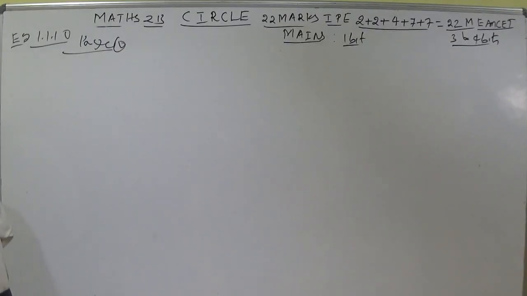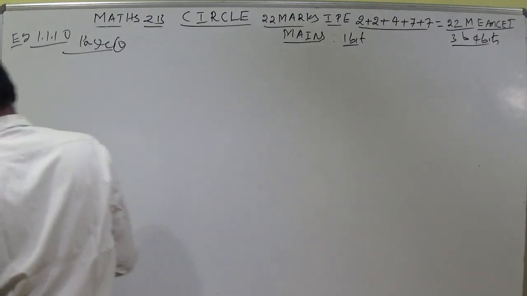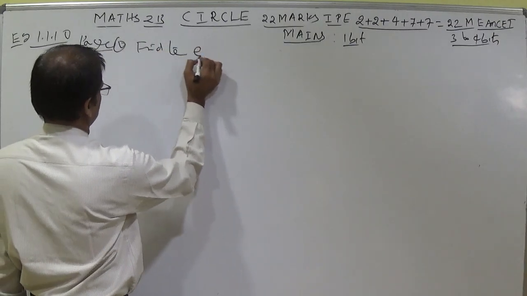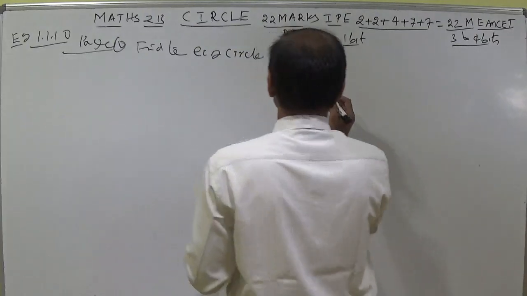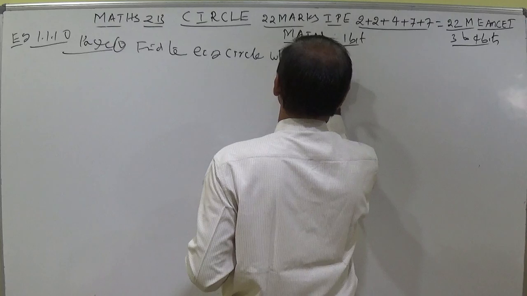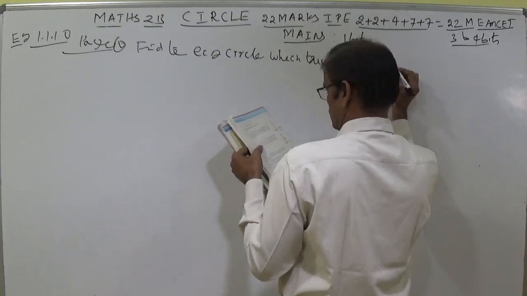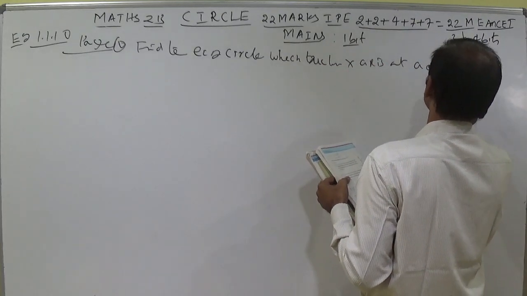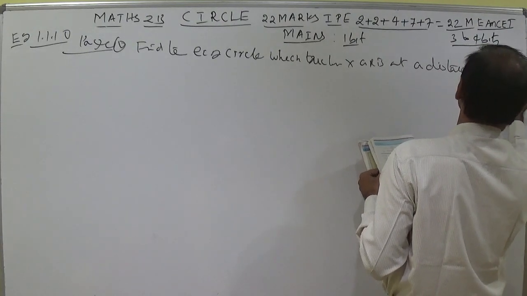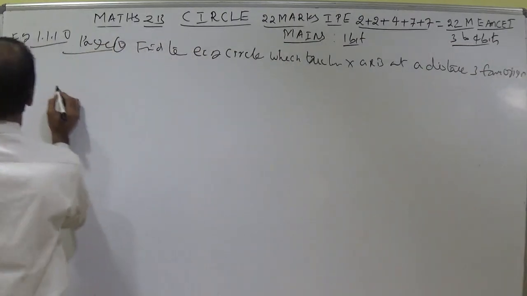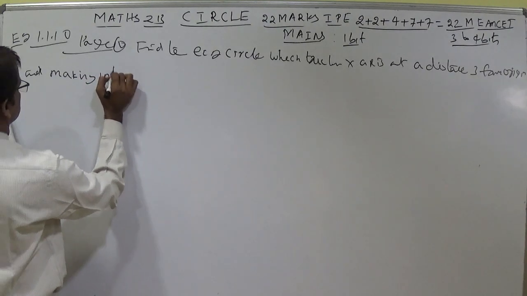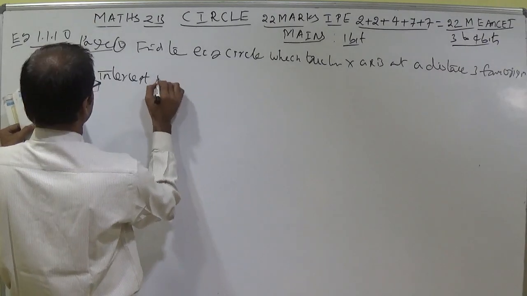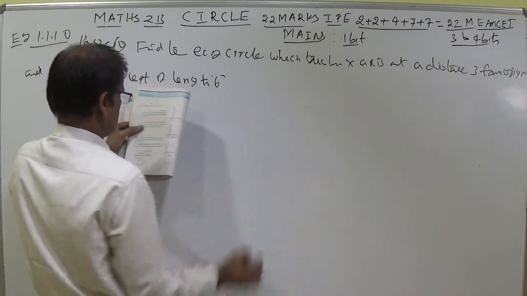Find the equation of circle which touches x-axis at a distance of 3 from origin, making intercept of length 6 on y-axis.